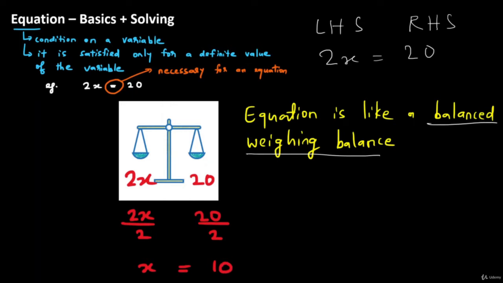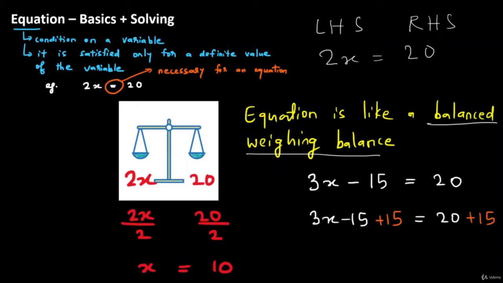Let's take another example. I have 3x minus 15 is equal to 20. So this is the left hand side and this is the right hand side. Now let me add 15 to both the sides. So I get 3x minus 15 plus 15 is equal to 20 plus 15. All right. So over here I have minus 15 and plus 15. These two cancel out. So my left hand side becomes 3x and my right hand side is 20 plus 15, that is 35. So 3x is equal to 35.